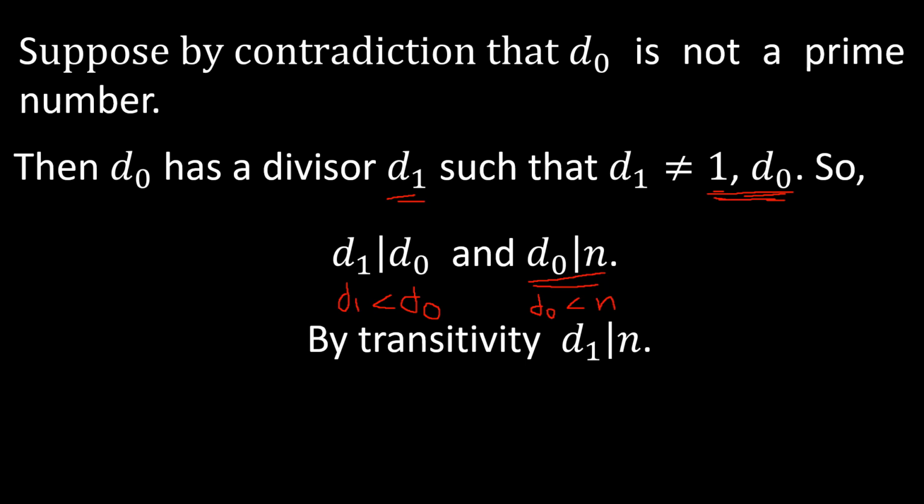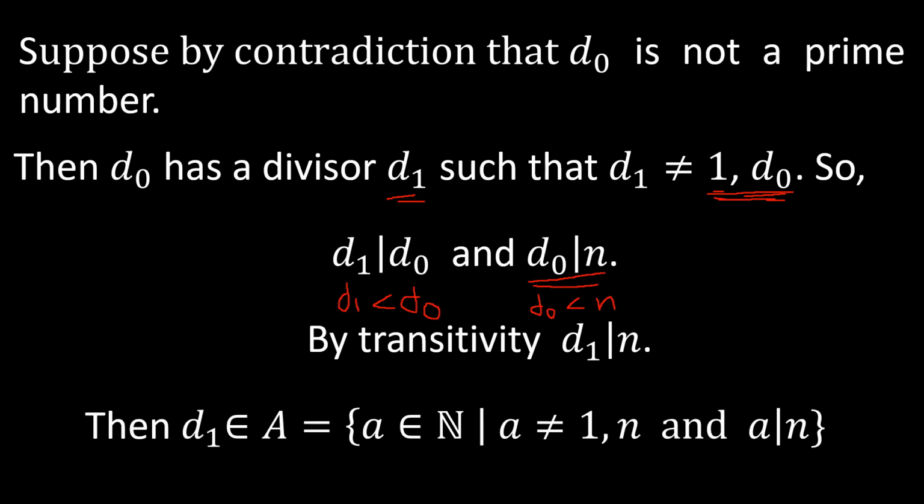Now by transitivity, d1 divides d0 and d0 divides n, so d1 divides n. That will prove that d1 is an element of the set A. Why? Because d1 is a natural number. d1 is not 1 or n. d1 is not 1 because of this statement here, and d1 cannot be n because d1 is less than d0 and d0 is less than n. So d1 is strictly less than n, so it cannot be n. And also d1 divides n because of this expression here.